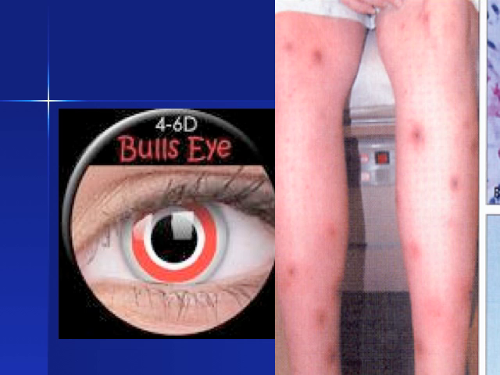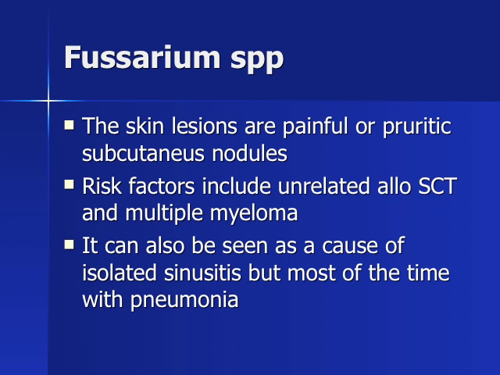The skin lesions that you can see in Fusarium are called bull's eye, just because you see the picture there with the eye, they may look a little bit like that. Again, the nodules could be pruritic, so very painful. The risk factors include prolonged neutropenia and stem cell transplant, patients who have GVHD and are profoundly immunosuppressed. And it can also cause isolated sinusitis and even isolated pneumonia. That's less common, but it can be seen.